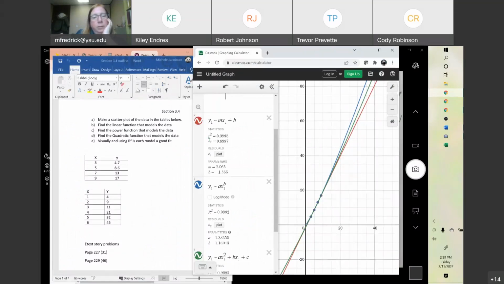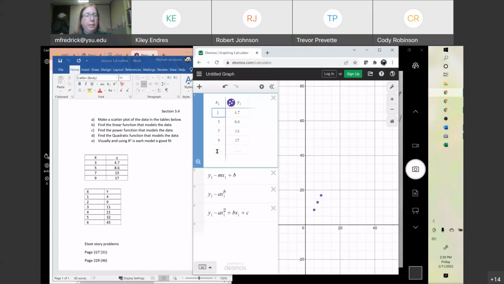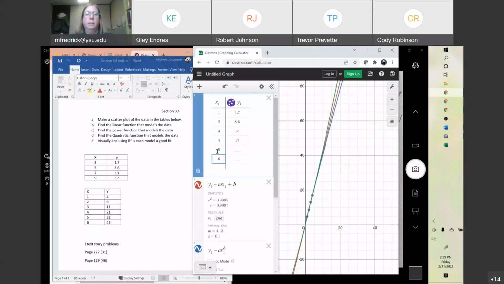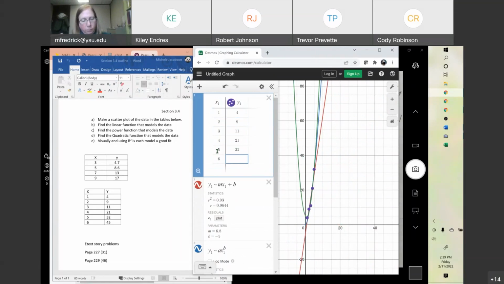So if we look at our next one and go up to your table, delete the 3. So we want 1 through 6. 1, 2, 3, 4, 5, 6. And my values 4, 9, 11, 21, 32, and 45.